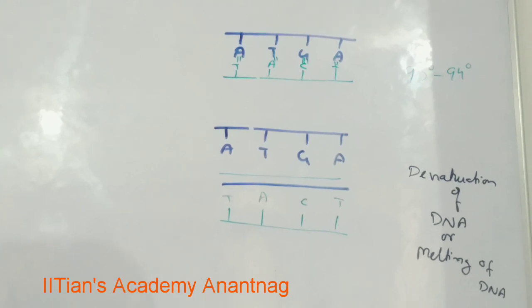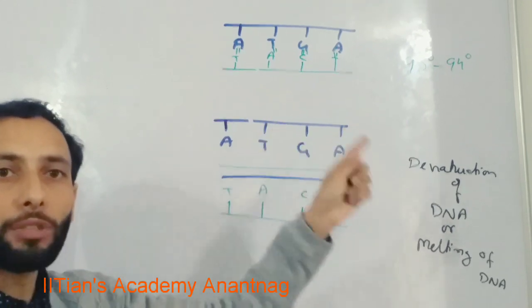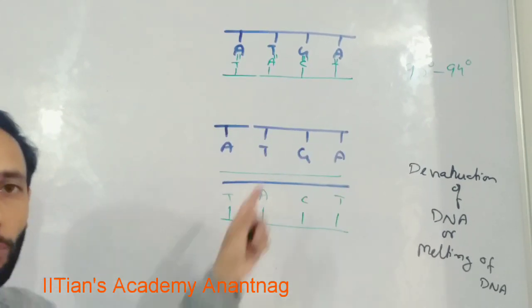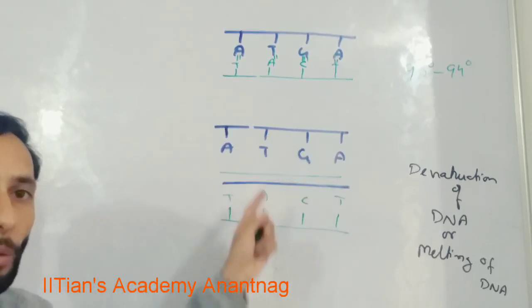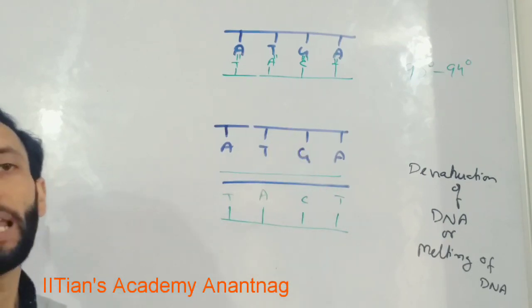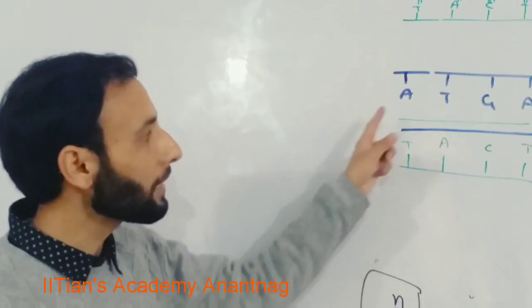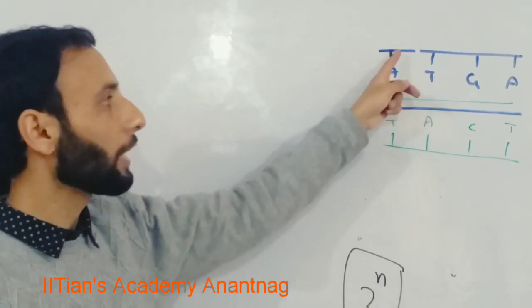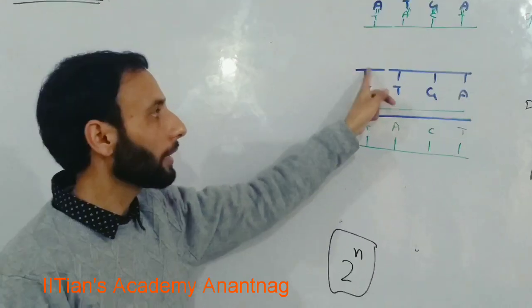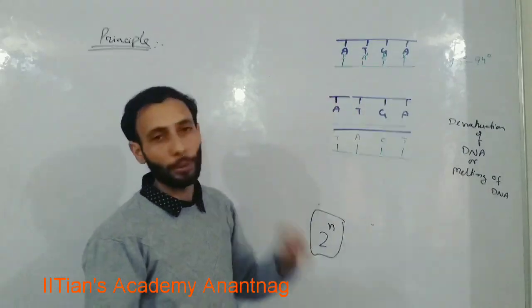That is, if a DNA molecule is heated up to a certain temperature, that will result in melting of the DNA, that will result in separation of the two strands of DNA, and then each separated strand will act as template for synthesis of a new strand of DNA, and this will therefore result in the formation of two molecules of DNA from one molecule of DNA.